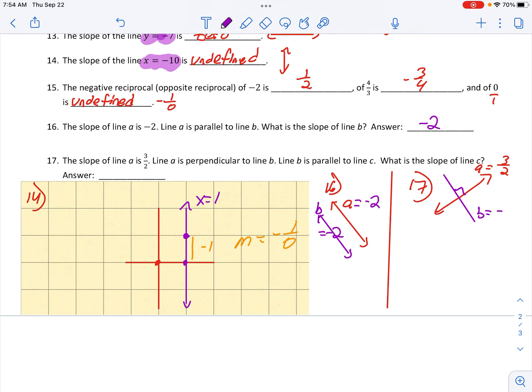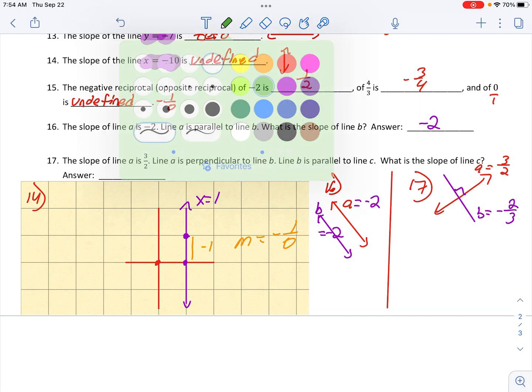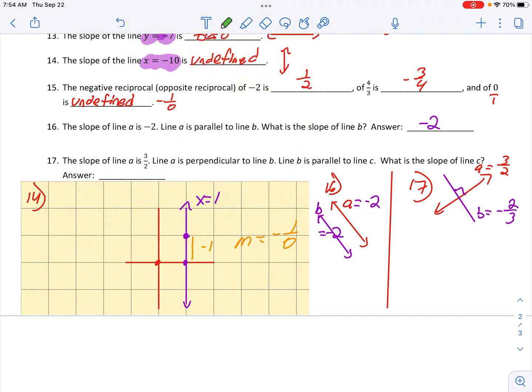So -2/3. And then finally, line B is also parallel to line C. So if B is in that situation, C is in that situation, B and C are the same because it is parallel. So C is going to be -2/3.